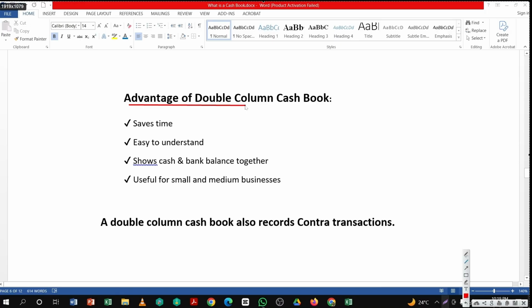Advantages of double column cash book: it saves time, is easy to understand, shows cash and bank balance together, and is useful for small and medium business. A double column cash book also records contra transactions. Now we will discuss contra transactions.